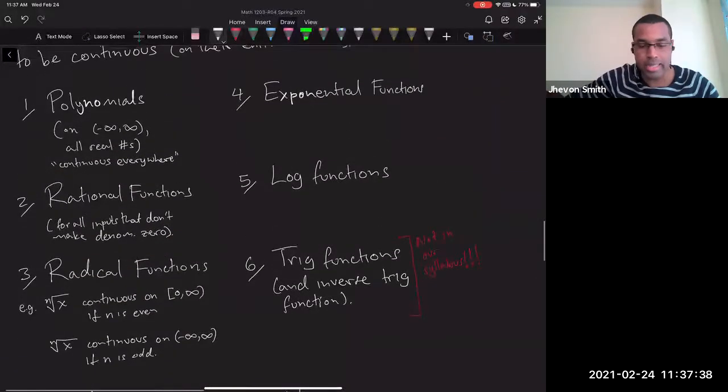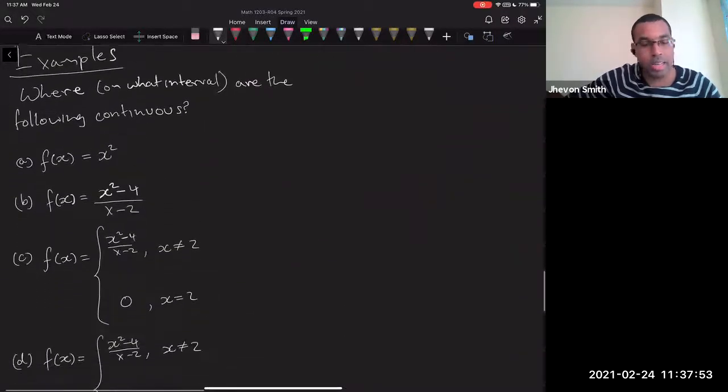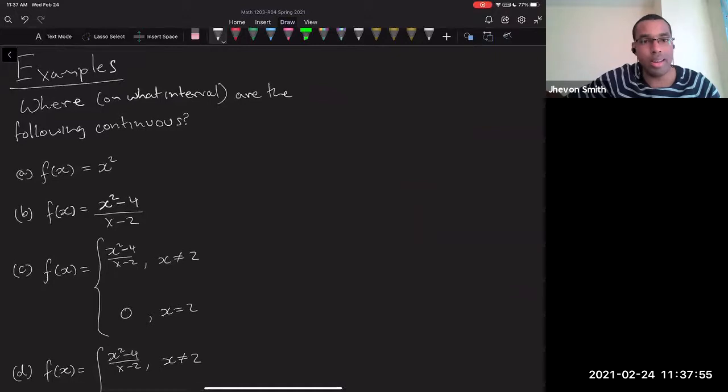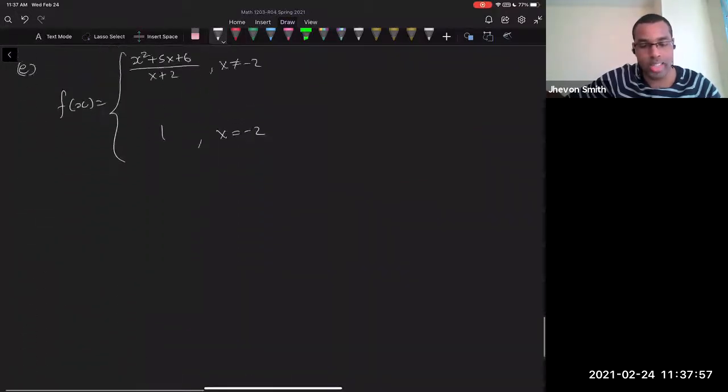These are the functions that are continuous on their domain, as long as there isn't something that makes them impossible to compute. Once we're able to compute a real number output for these, it is continuous at that input. And then I left you with some examples on trying to figure out where these are continuous.